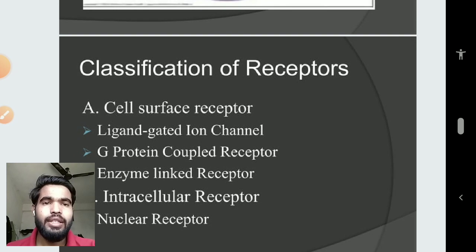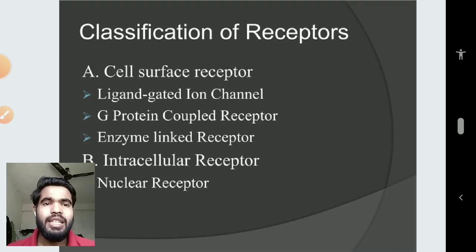Then what are the classes of receptors? Receptors are mainly divided into two classes. First is the cell surface receptors and second is the intracellular receptors. Cell surface receptors, as the name indicates, are the receptors embedded within the membrane of the cell. And the second one is intracellular receptors. Intra means within itself. The receptors that are present within the cell are called intracellular receptors.